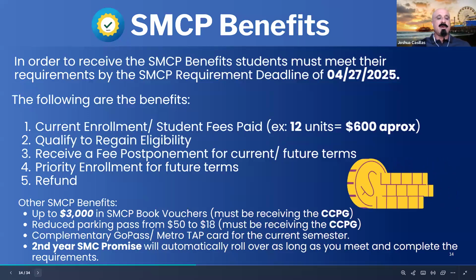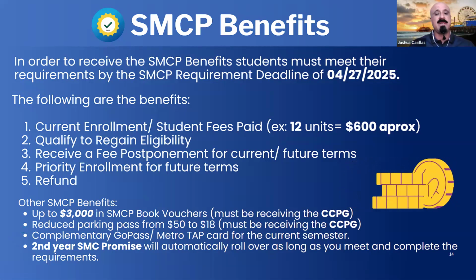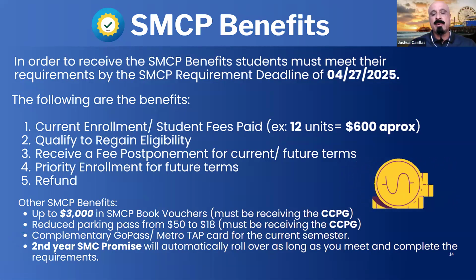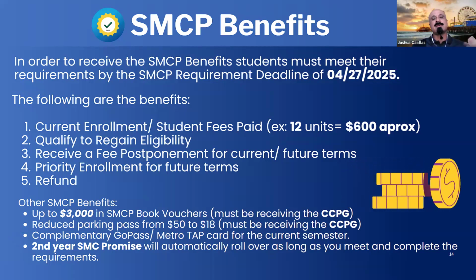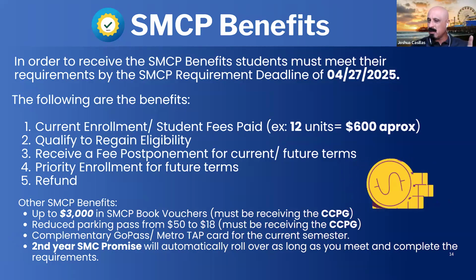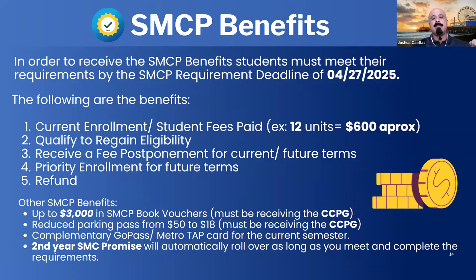Other benefits you also may receive if you're part of SMC Promise, you're meeting the requirements and also receiving a CCPG fee waiver, you qualify for a book voucher. It's up to $3,000 for an academic year. It's $1,000 for fall, $1,000 for spring. And then the optional semesters, if you do attend and meet the requirements, most students are not going to meet the requirements for the short-term semesters. That's why they're optional. You will qualify for $500 for the summer, $500 for winter.